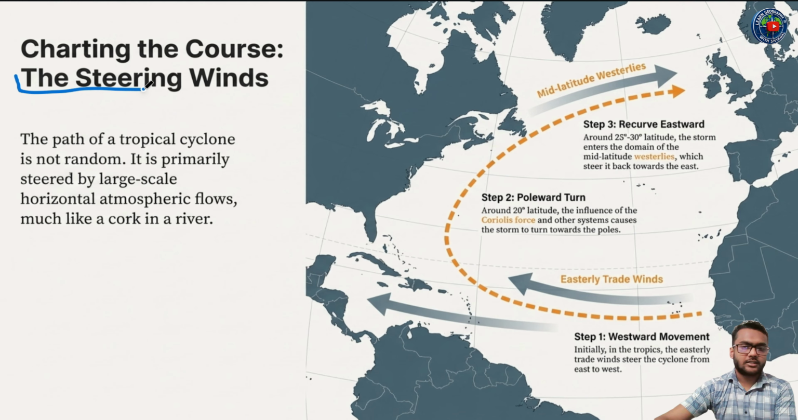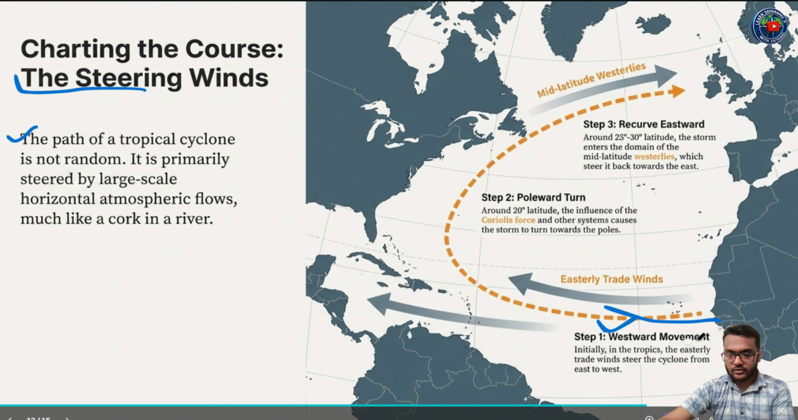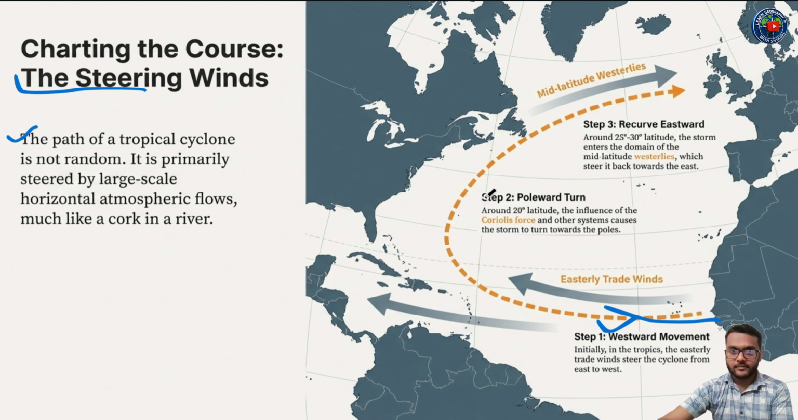Now the steering winds. The path of a tropical cyclone is not random. It is primarily shaped by large-scale horizontal atmospheric flows, much like a cork in a river. Step 1, westward movement, like this, the easterly trade winds. Initially in the tropics, the easterly trade winds steer the cyclone from east to west. Then step 2, poleward turn, like this, at around 20° latitude. The influence of the Coriolis force and other systems cause the storm to turn towards the pole.